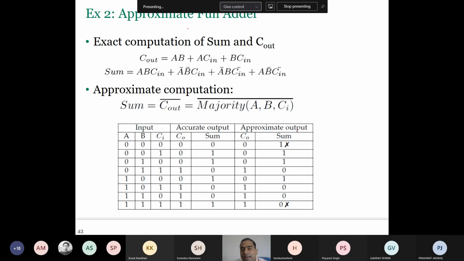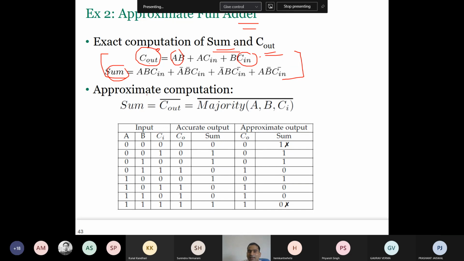Now let us take an example of an approximate adder. These are the equations for exactly computing the sum and the carry out. I'm sure you know a full adder has an input carry and A and B. So a full adder takes 3 inputs: one is A, second is B, that means the 2 numbers, and the input carry. Our output carry is found by this and our sum is found by this. So these are the exact expressions for carry out and sum.